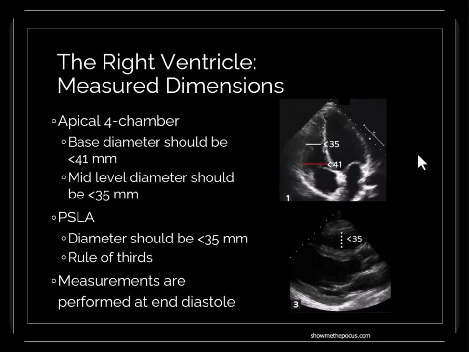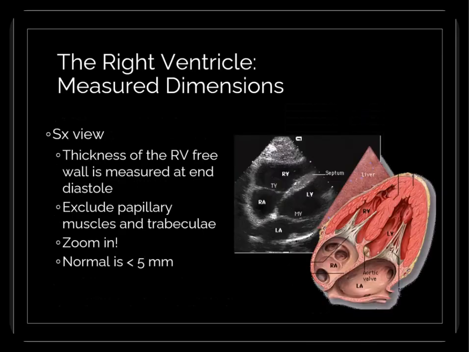Normal measurements of the base should be less than 41 millimeters, and normal mid-level diameters should be less than 35 millimeters. You can also measure the diameter of the right ventricle in the parasternal long axis, where you would expect a normal diameter of the right ventricle to be less than 35 millimeters, and these measurements are performed at end diastole.